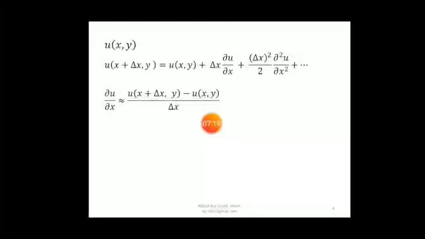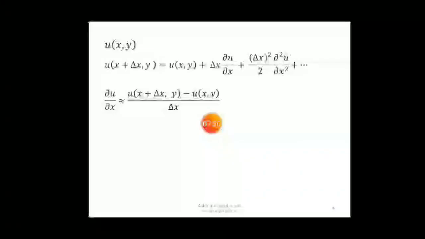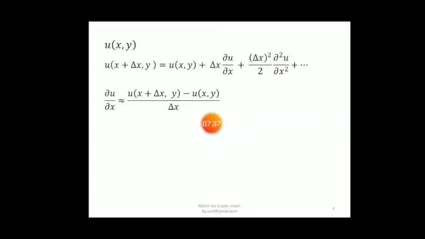So you can think that this is a very well-known Eulerian scheme, just the difference between two u's by the difference in the x direction. So that is your del u del x. Precisely, this is the Euler method that you have done in your ordinary differential equations course. Okay, so this is your del u del x.